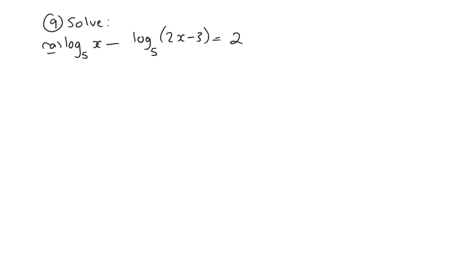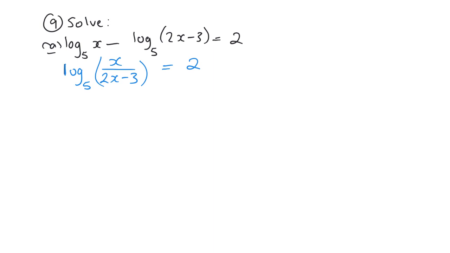Our last type of questions in this wee video is equations that we'll have to solve involving logs. So our first one is the log of x to the base 5 minus the log of 2x minus 3 to the base 5 equals 2. So the first thing I'm going to do is combine those. It's a minus, so it's x over 2x minus 3, and that's going to equal 2.